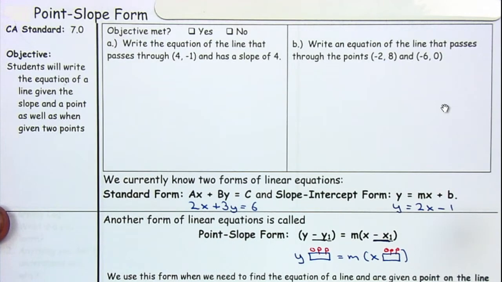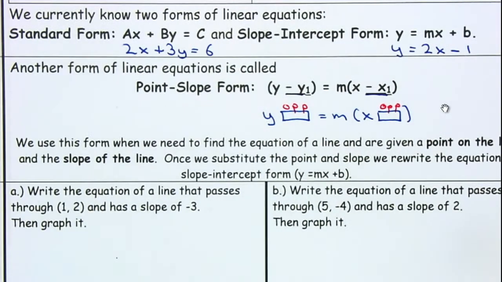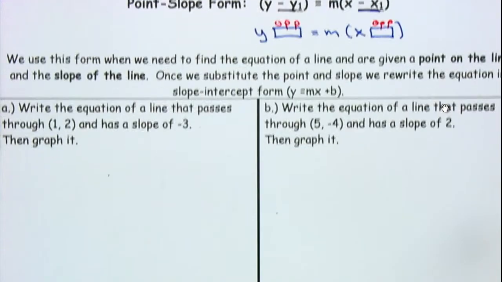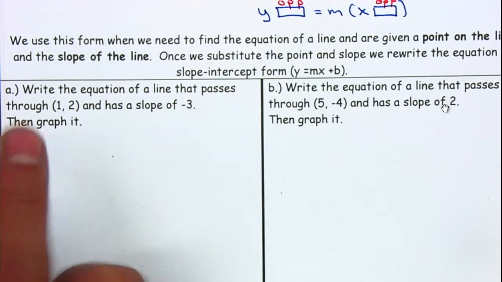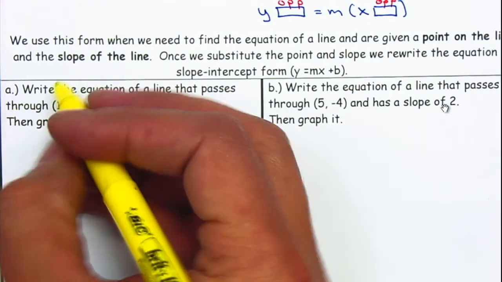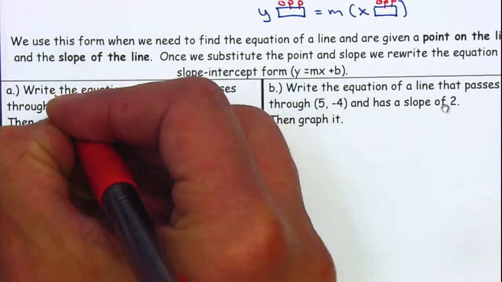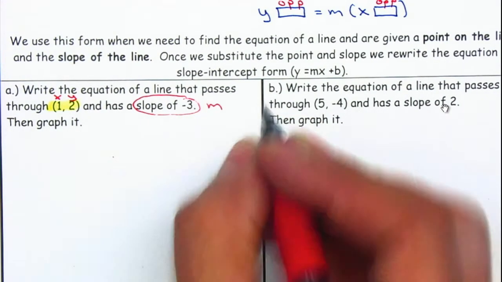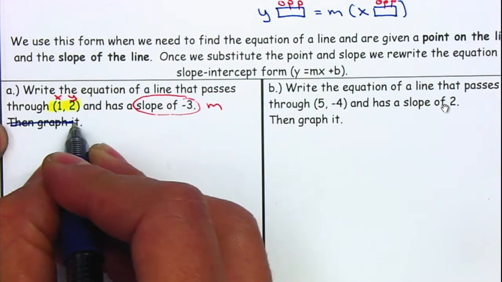x. Let's go through the first example. We're going to be using the information that's given to us to be able to write an equation. So on example number 1a, it says write the equation of a line that passes through the point. They give us the point 1, 2. So I want you guys to highlight it. A point has two components, the x and the y value. And they also give you that the slope is negative 3. That'll be your m. And we're not going to be graphing it. So you guys can cross this out.